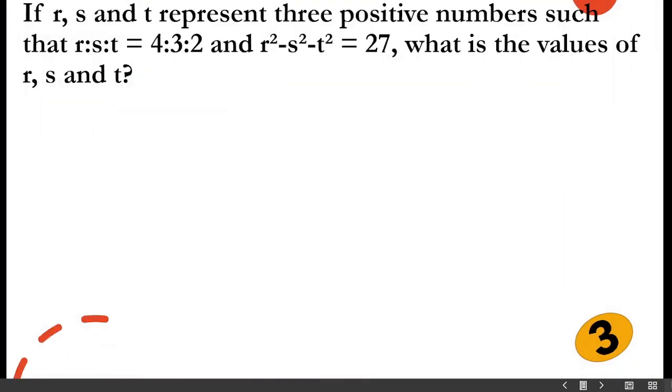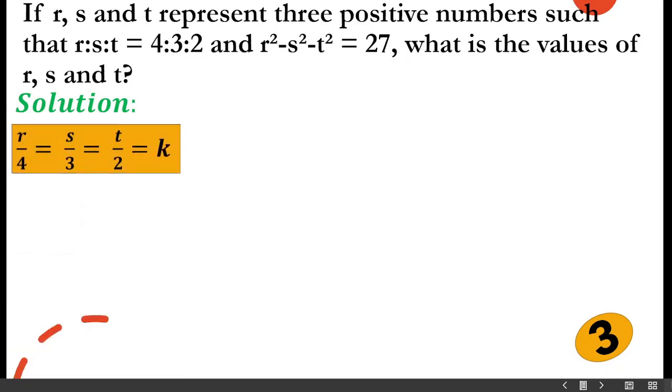Number 3. If r, s, and t represent three positive numbers such that r is to s is to t is equal to 4 is to 3 is to 2, and r squared minus s squared minus t squared is equal to 27, what are the values of r, s, and t? First, let's have our solution.